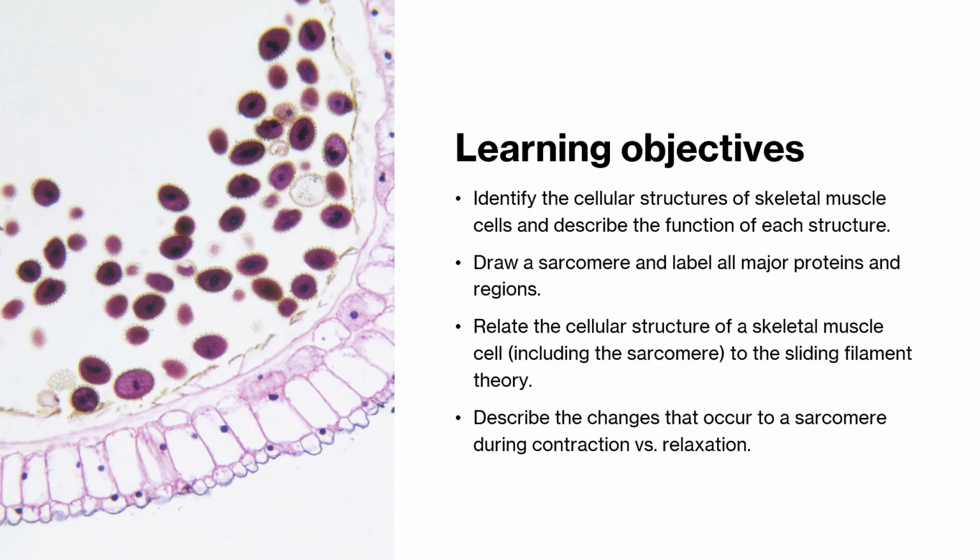So, first, we're going to go over the learning objectives. By the end of this, you'll be able to identify the cellular structures of skeletal muscle cells and describe the function of each structure. You'll be able to draw a sarcomere and label all major proteins and regions. Relate the cellular structure of a skeletal muscle, including the sarcomere, to the sliding filament theory and describe the change that occurs to a sarcomere during contraction versus relaxation.